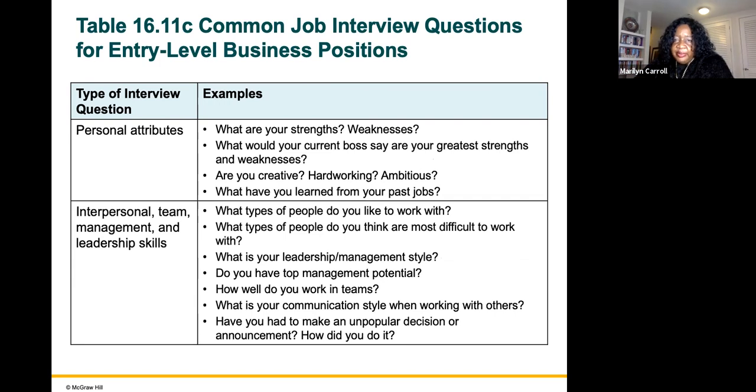Personal attributes examples: What are your strengths and weaknesses? What would your current boss say are your greatest strengths and weaknesses? Are you creative, hardworking, ambitious? What have you learned from your past jobs?